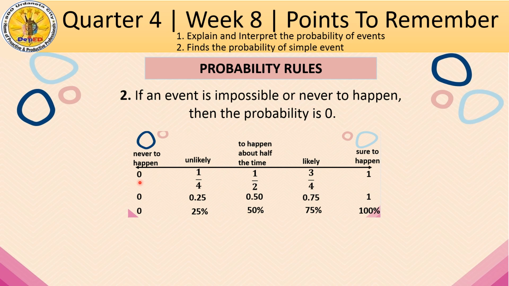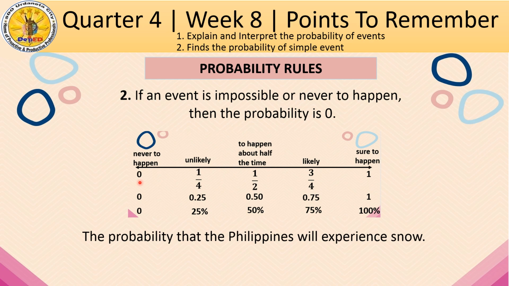Here's an example of an event that has a 0 probability. The probability that the Philippines will experience snow. Okay, why do you think that the Philippines will not experience snow? Very good, because we are near to the equator.